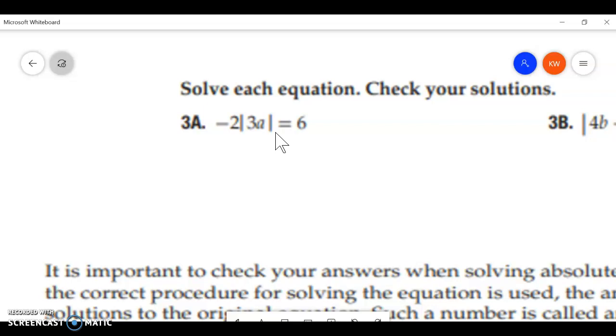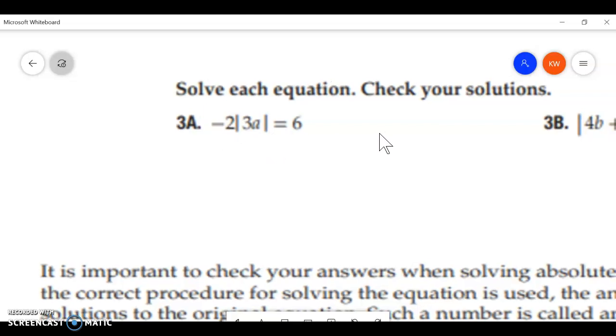So in order for you to evaluate this, first step is you need to get your absolute value bar by itself. So looking at 3a, right now we got negative 2 next to the absolute value bracket with 3a inside of it. That all equals 6. Now what's happening between negative 2 and the absolute value is right now these are both multiplying by each other. Like I said, these absolute value bars are kind of like super parentheses. So to get rid of negative 2, we got to divide both sides by negative 2.